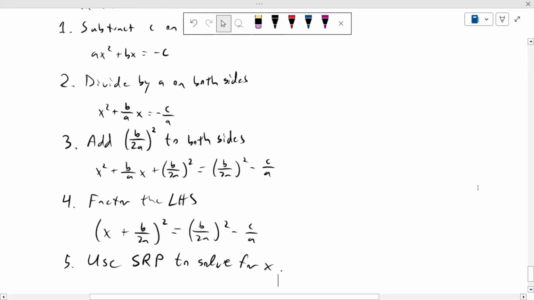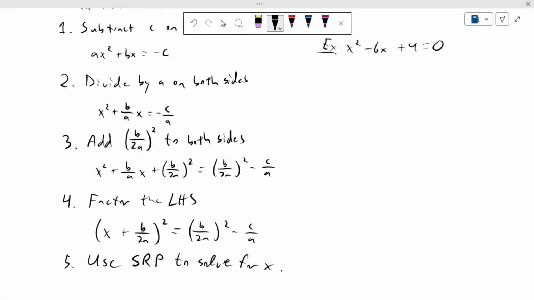All right. Any questions on that? Can everybody read those steps? Okay. I'm going to do my example right over here beside it so we can see the steps in action, basically. Okay. Here's what we have. x squared minus 6x plus 4 is equal to 0.